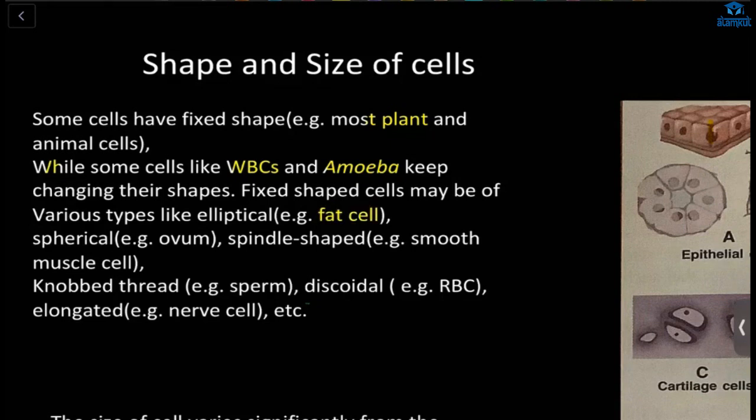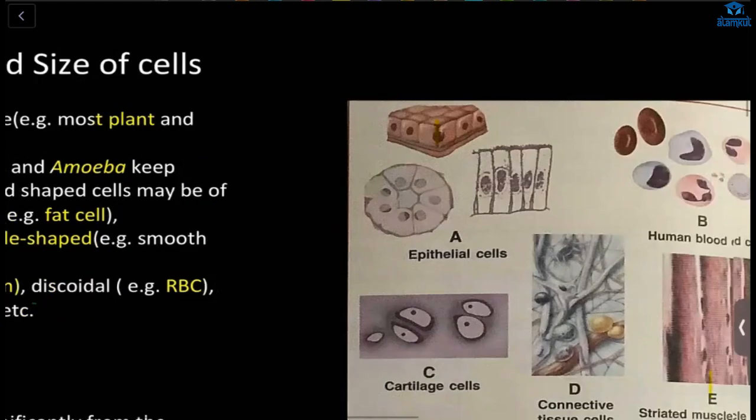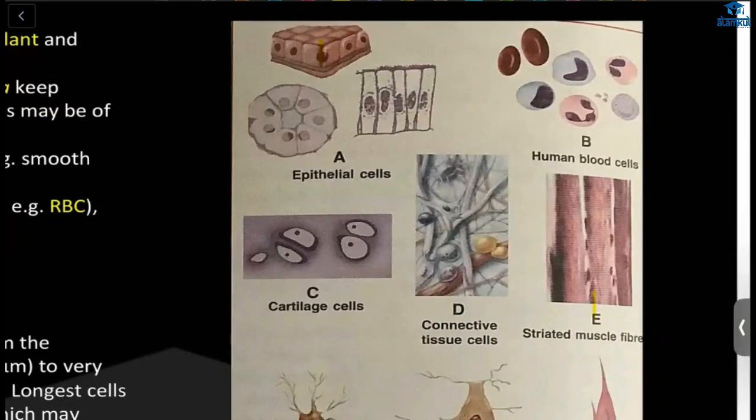Some fixed shape cells: fat cells are elliptical, the ovum is spherical, smooth muscles are spindle shaped. Sperm are knobbed, thread-like structures. RBC is discoidal. The nerve cell is elongated. So every cell has a fixed shape, while some like the WBC and amoeba have changing shapes. You can see this is elliptical cells.